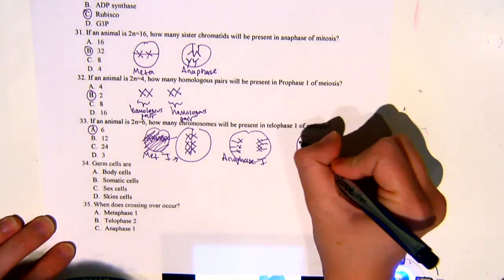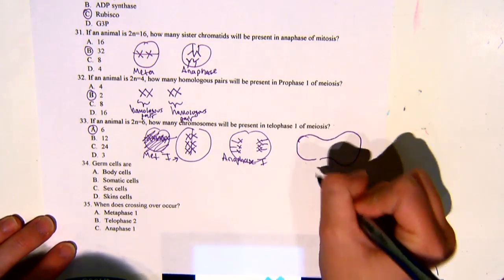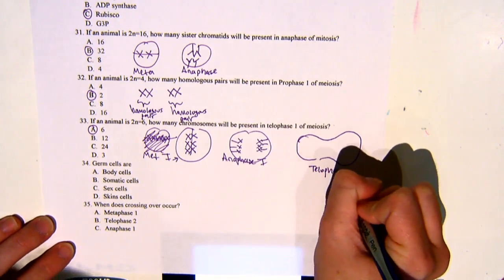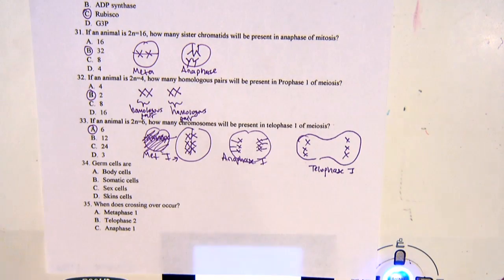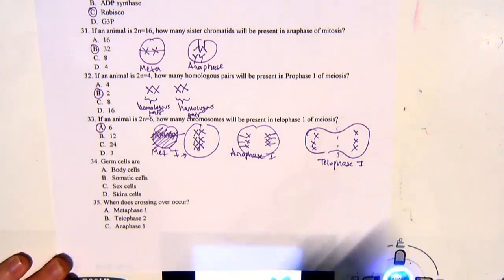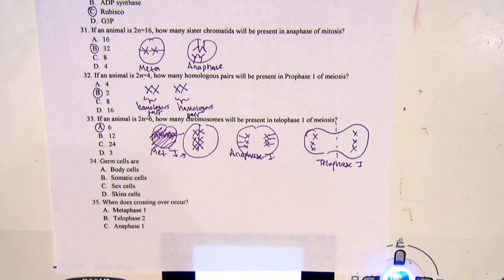But if we're still in the beginning of telophase 1, we'll still have 6 chromosomes because that cell has not yet been cut in half. If this question had said after telophase 1 and cytokinesis, then we'd only have 3, because this would have been cut in half. But we're saying in telophase 1, so it has not yet completed.